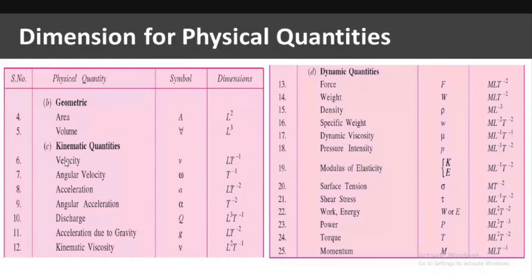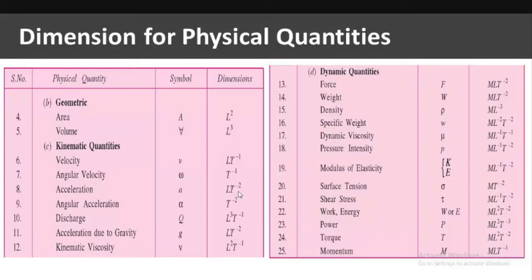Similarly, velocity. The unit of velocity is meter per second, distance upon time. So M0 L1 T minus 1. Angular velocity: its unit is per second, or radian per second. So its dimension is M0 L0 T minus 1. Acceleration is meter per second square, so L1 T minus 2.